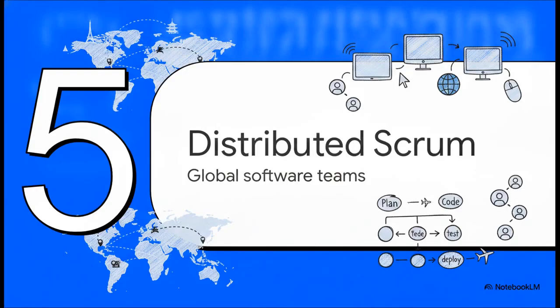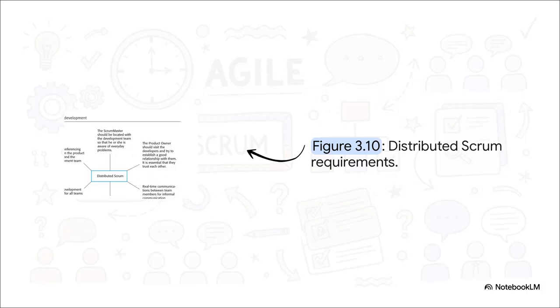But what happens when the team isn't sitting in the same office? Let's move to Section 5, Distributed Scrum. Scrum was originally designed for co-located teams, people physically in the same room. But we live in the reality of globalized software engineering, where developers might be spread across entirely different continents. When team members are scattered across time zones, you have to creatively adapt the framework using technology and social practices to keep the whole thing from falling apart.